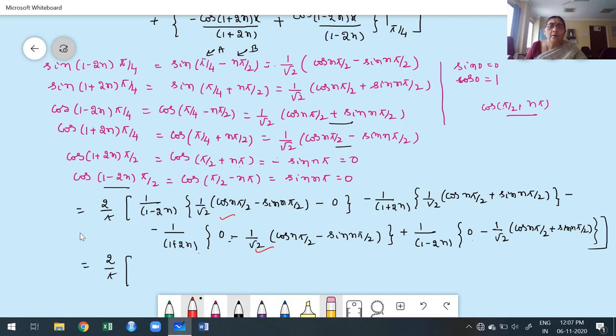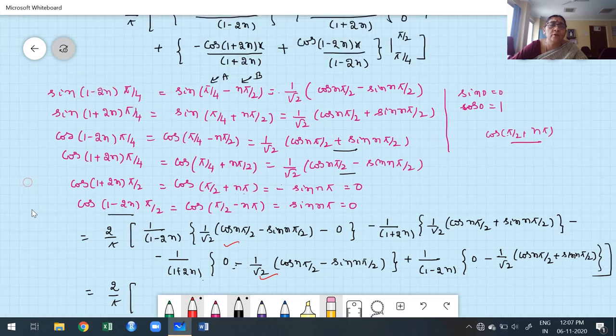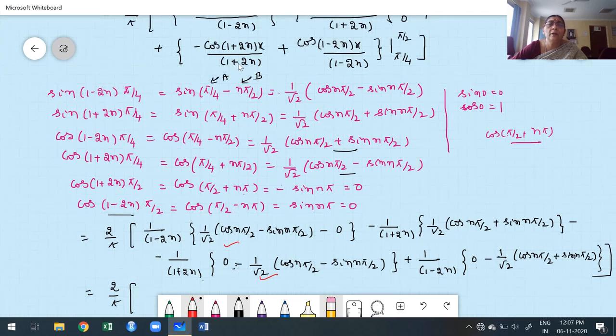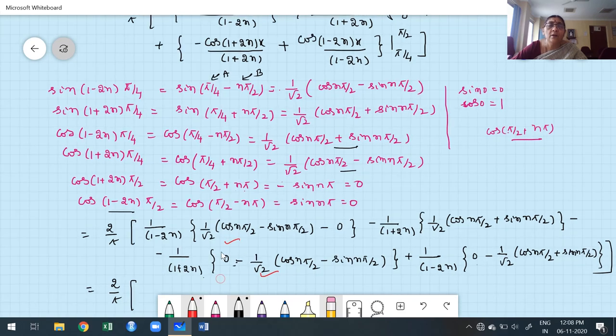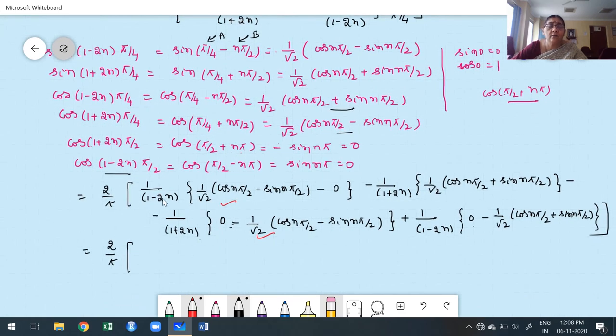Now here, observe carefully what I did. Suppose you are confused now, see. This is 1 by 1 plus 2n. This is 1 by 1 minus 2n. Yeah, this is 1 by 1 plus 2n. Now, we can't take 1 by 1 plus 2n like that as common. Both are different. If you want to take these two, you simplify that minus into minus plus. Otherwise, first you correct 1 by 1 minus 2n.